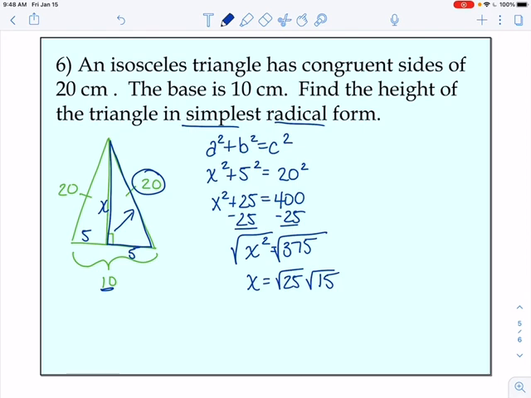I can take the square root of 25. It's 5. I can't do anything with that radical 15. I'll tack that on in the end, and that's my final answer.